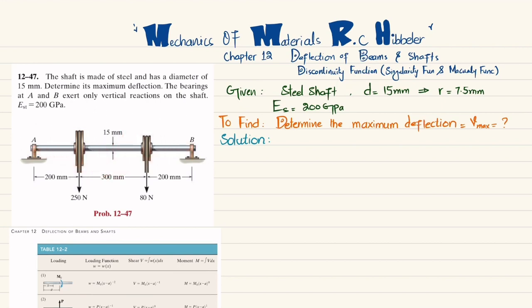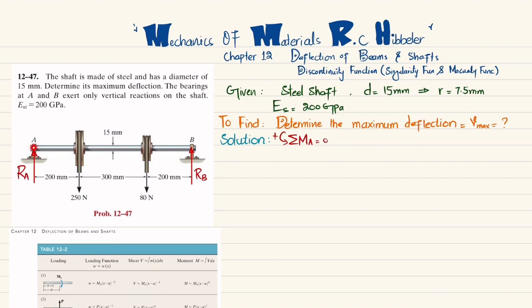So first step is that if you remove this reaction support at point A, you will be having a reaction force, let this be RA, and if you remove this bearing at point B, that will exert a vertical reaction force, that is RB. So we will find this RA and RB by using equation of equilibrium. The first equation of equilibrium is that sum of all moments about point A is equal to 0, taking the counterclockwise moment as positive.